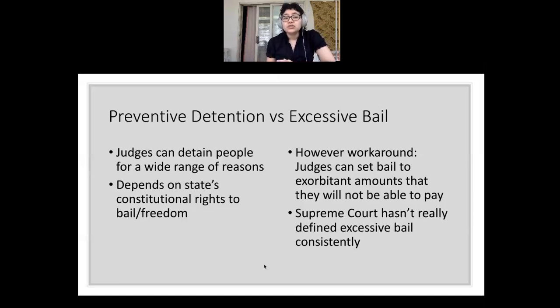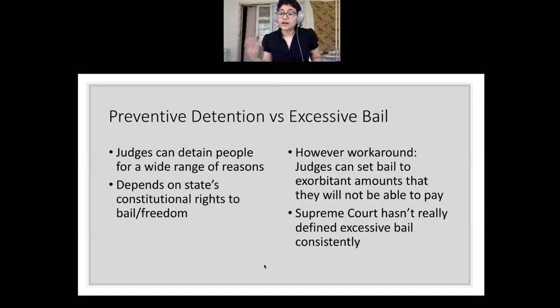And so, in a lot of spaces, depending on the state's constitutional rights, judges can institute or not institute preventative detention. And so that means that you're detained regardless, not based off of whether or not you can post bail, but if you're seen as a danger to the community. And in states that don't allow judges to do preventative detention, judges can get around that by instituting large amounts of bail that realistically people can't pay. So they end up going to jail because it's not feasible for them to pay it.